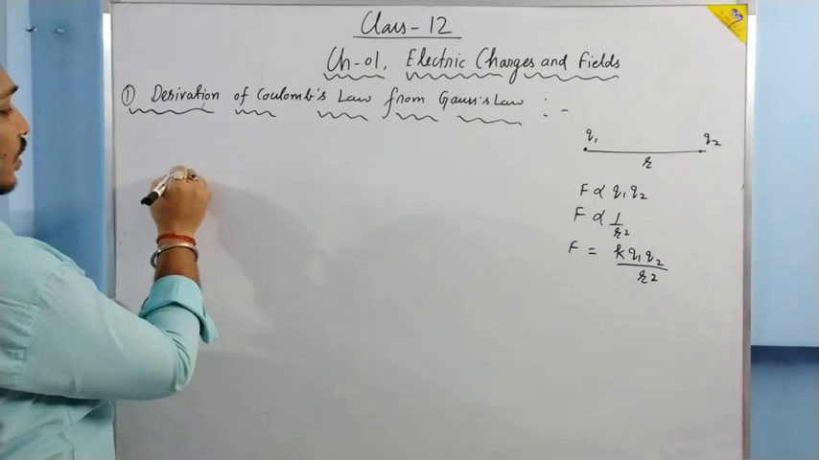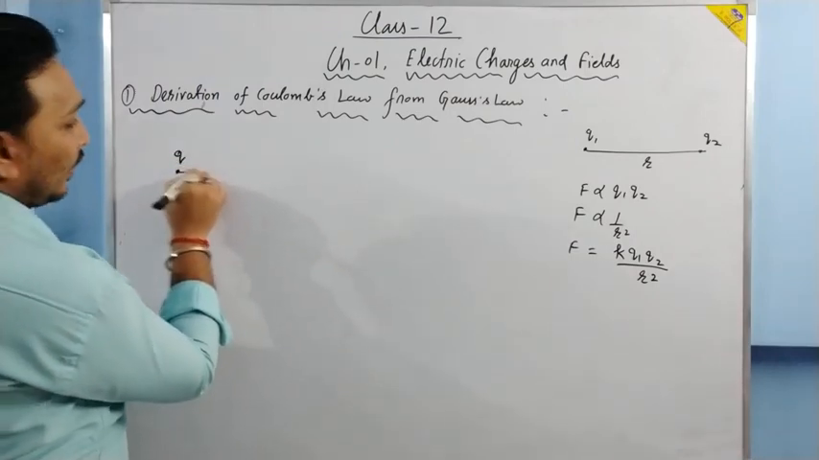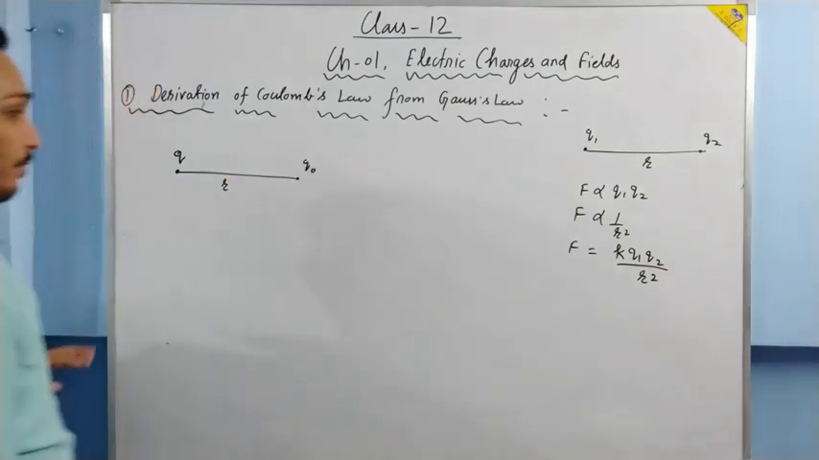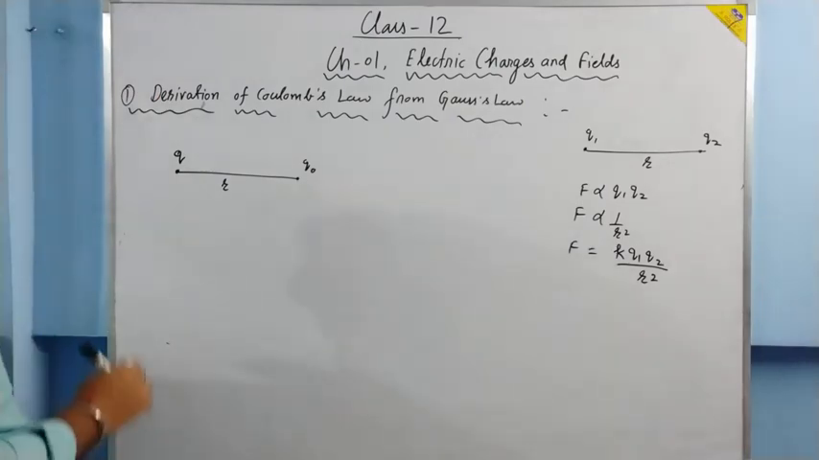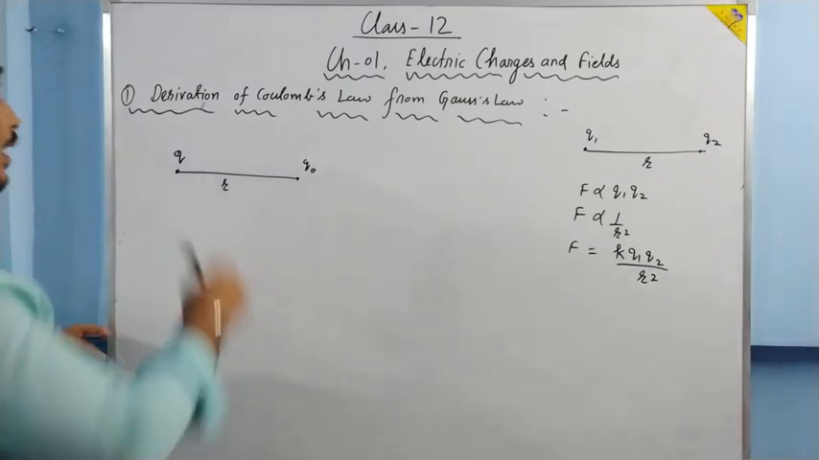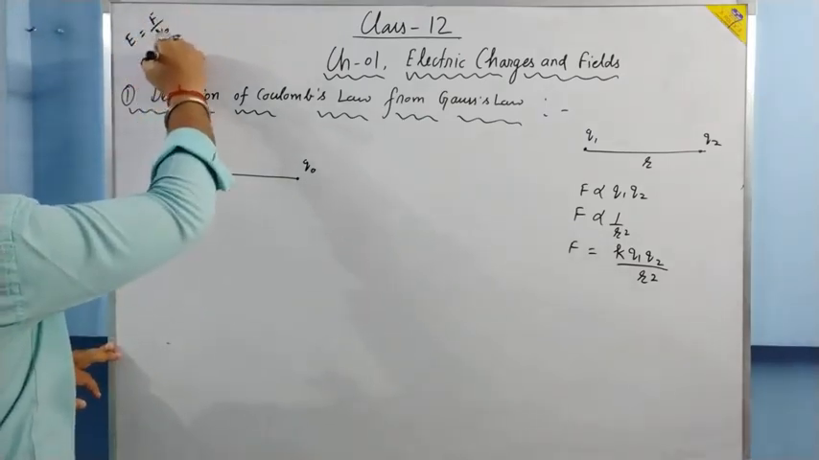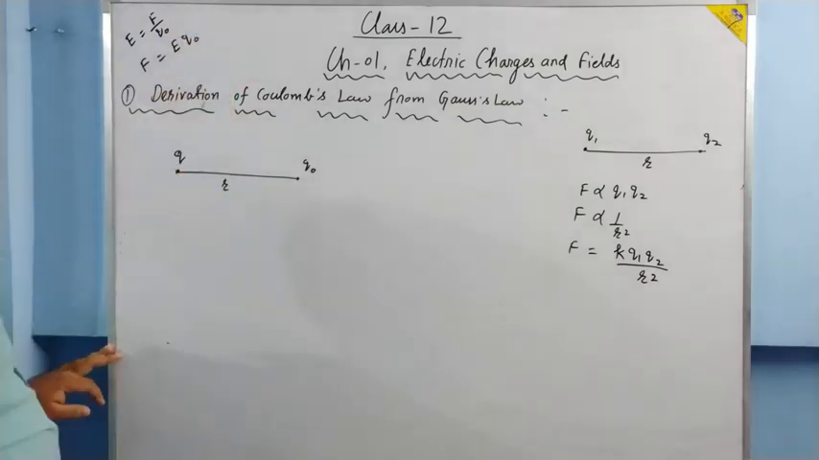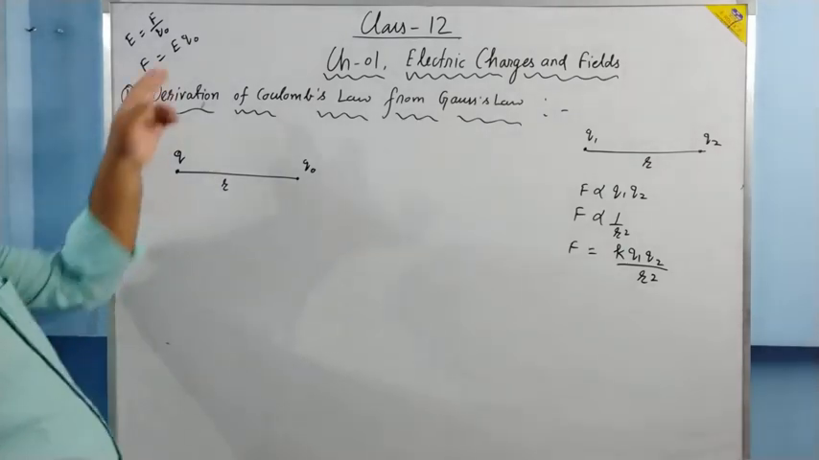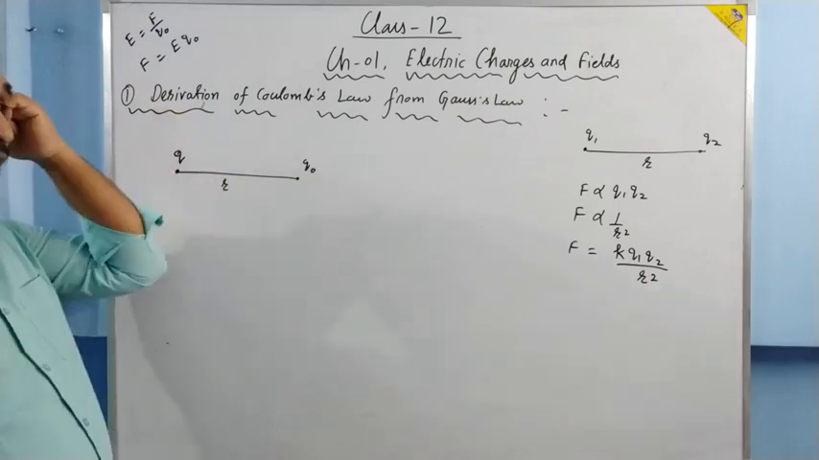Just see how. Suppose a charge is there, which is small q, and from small q at a distance r, there is another charge which is q naught. Now, what we need to find out is the force acting on q naught, and we have studied one formula that E is equal to F upon q naught. F will be equal to what? E into q naught. So somehow from the Gauss law, if we are able to calculate the value of electric field, then we'll multiply it with q naught, and then we'll get the value of force.